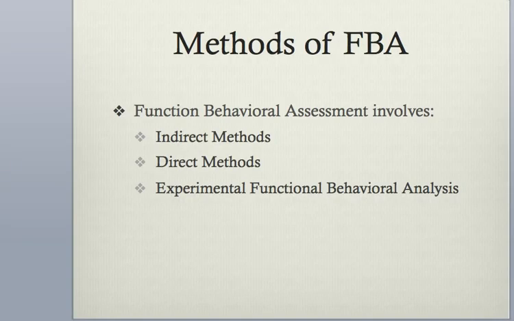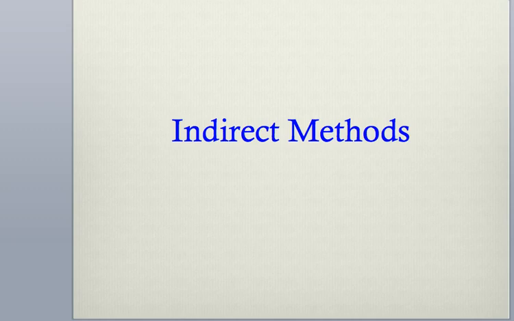Functional behavioral assessment usually involves several methods. It can include two or as many as three. It can include indirect methods. It usually includes direct methods, and it may include an experimental functional behavioral analysis that we'll talk about a little bit later. So today we're going to focus on indirect methods.